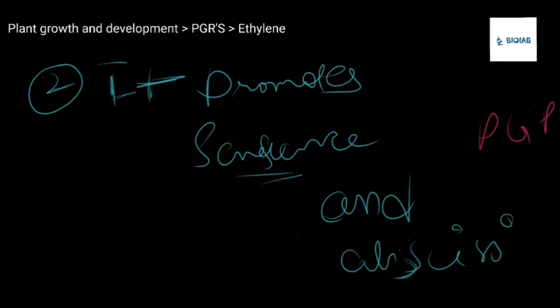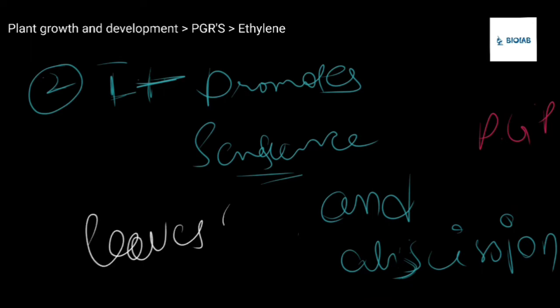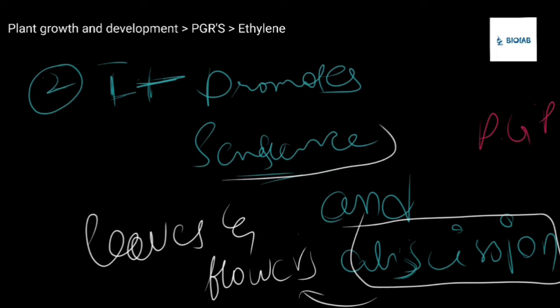Abscission. It promotes senescence and abscission of plant parts like flowers and leaves. Leaves and flowers are abscised by ethylene. Abscission, we all know, is the falling off of plant parts. Abscission and senescence are promoted by ethylene.